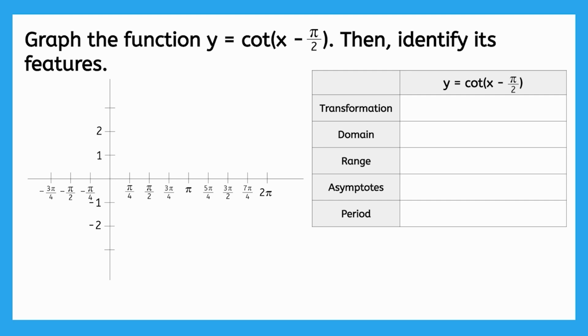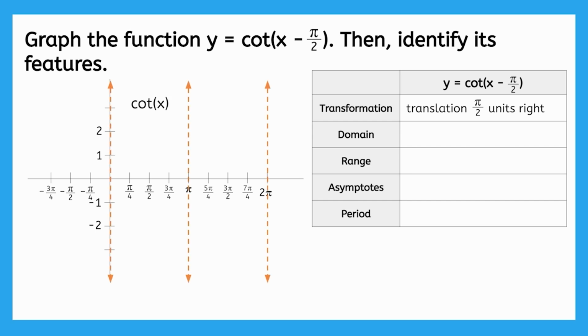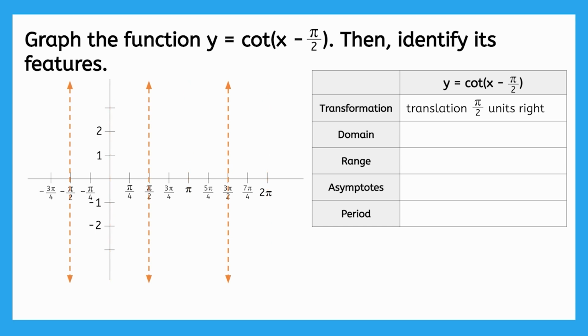First, I identified the transformation. In this case, x minus pi over 2 means a horizontal translation pi over 2 units to the right. I like to use the asymptotes when I'm working with a horizontal translation, so the parent function, cotangent, has asymptotes at integers of pi, which would be here. I need to shift these to the right pi over 2 units, like so.